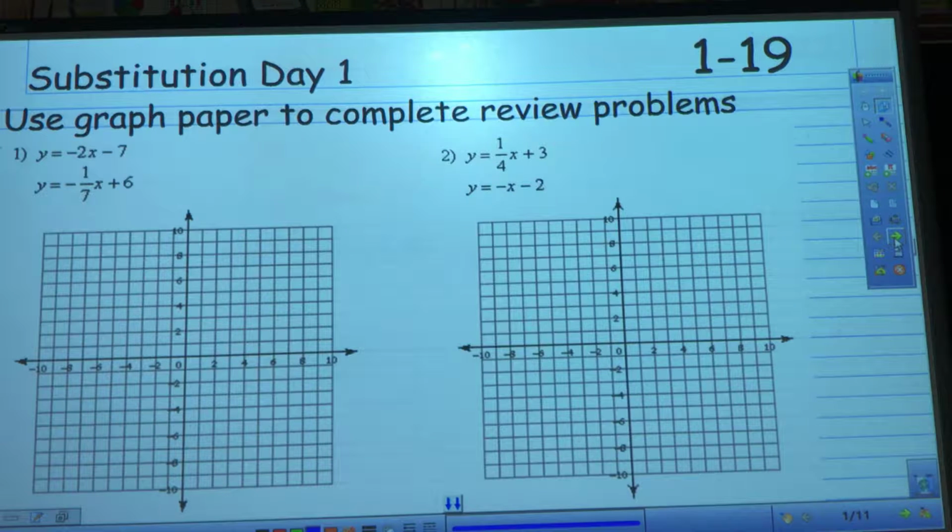Once everyone has their graph paper, the sub would pause the video and give the students 4 minutes to complete these two problems.